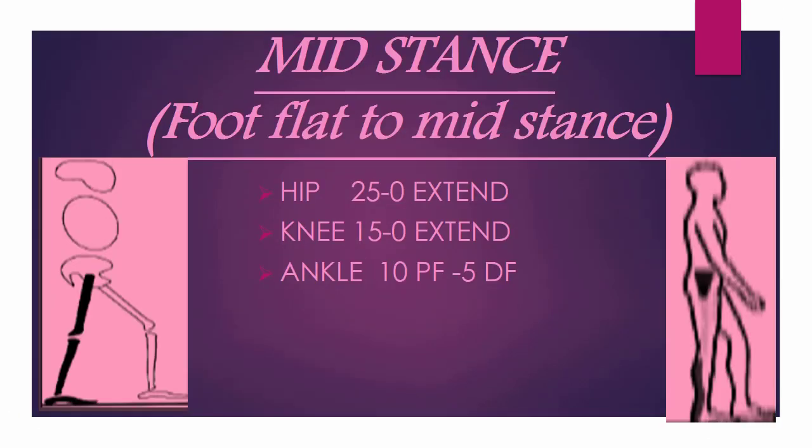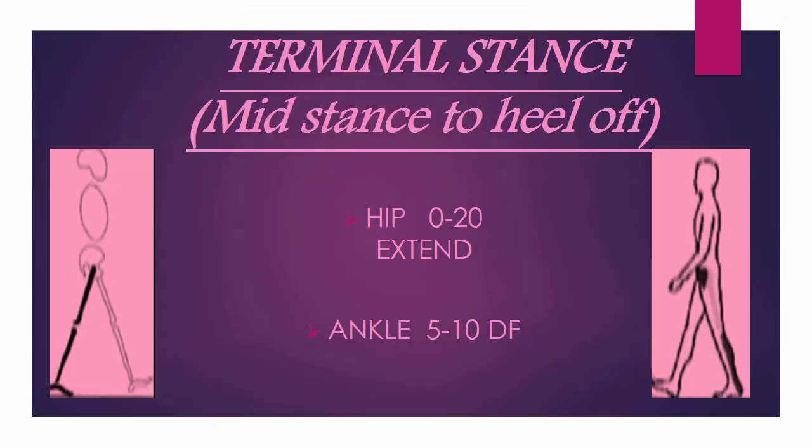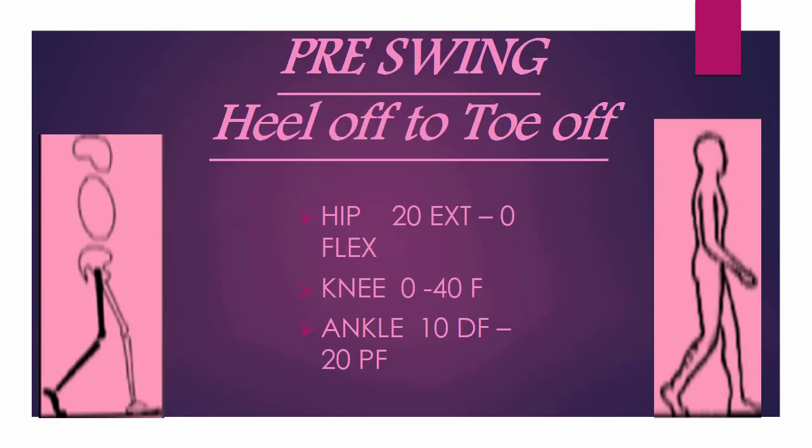Mid stance, foot flat to mid stance: 25-degree hip extension and 15-degree knee extension, 10-degree plantar flexion and 5-degree dorsiflexion at ankle joint. Terminal stance, mid stance to heel off: 0 to 20 degree hip extension and 5 to 10 degree dorsiflexion at ankle joint.